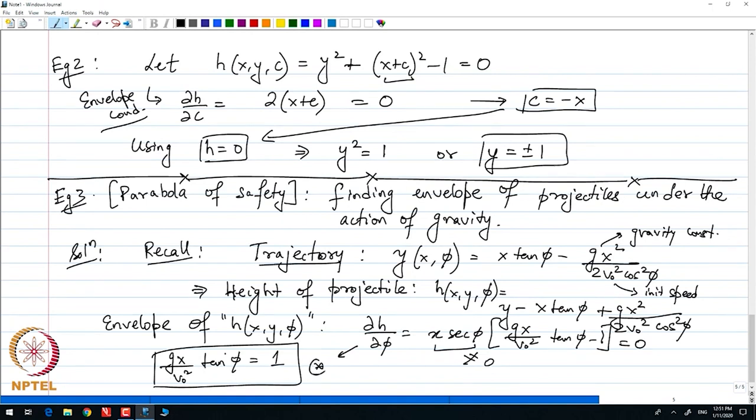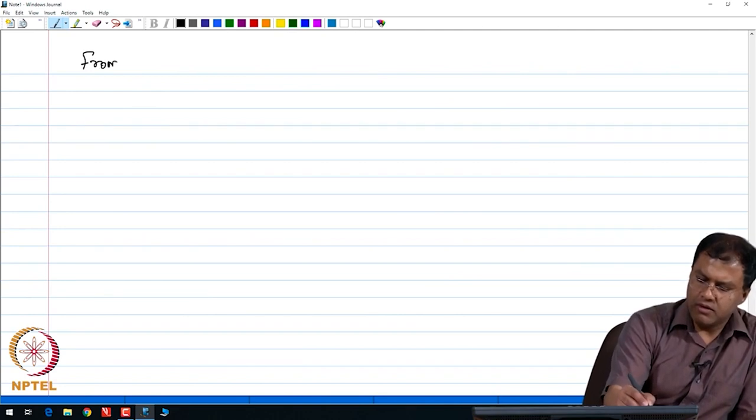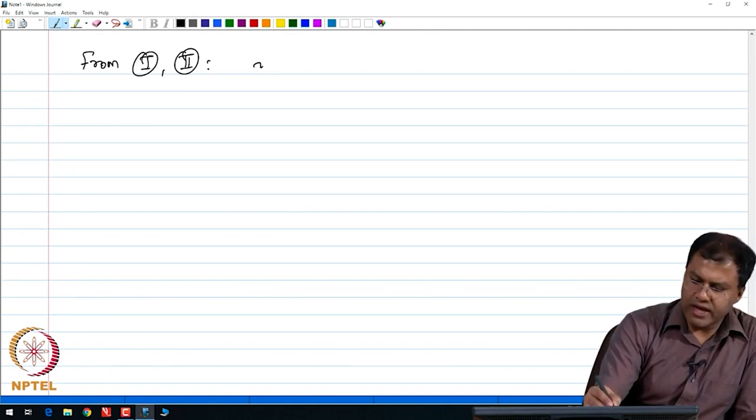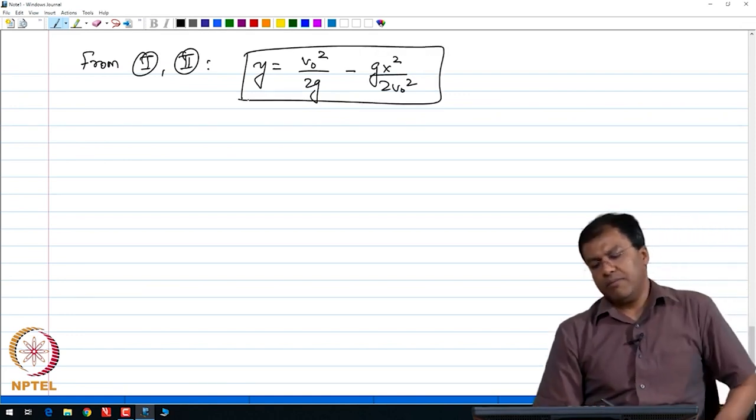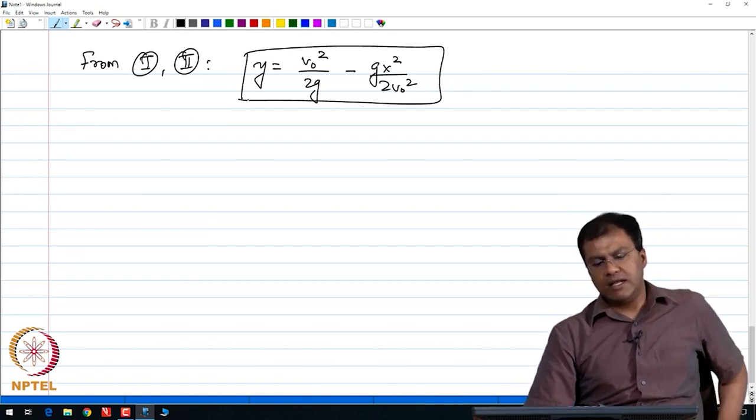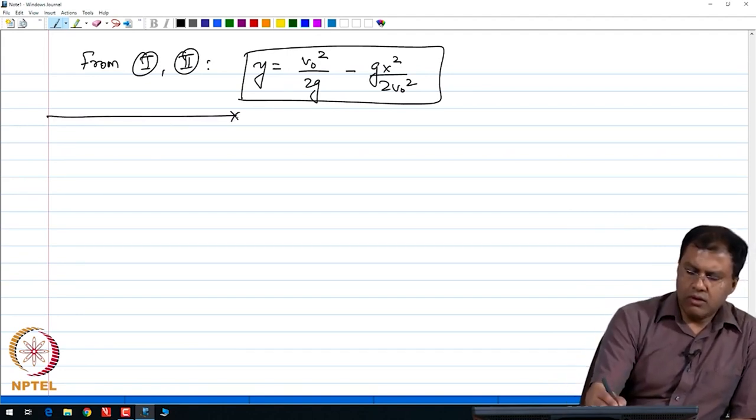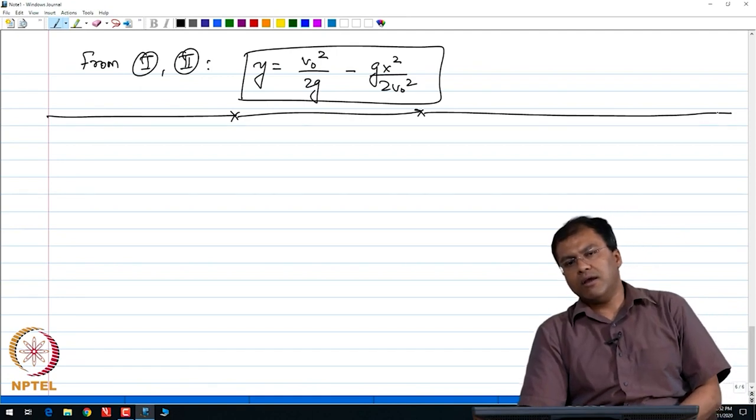Then this condition, let us call it relation 2, together with the equation of the trajectory, which we call relation 1. From 1 and 2, I see that my y comes out to be the following: v naught square by 2g minus g x square by 2 v naught square. So, my parabola of safety, the parabola over which any object can fly without getting hit, has the following curve. That completes the discussion on the importance of these conjugate points.